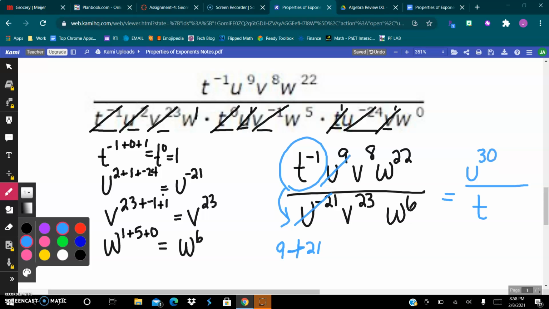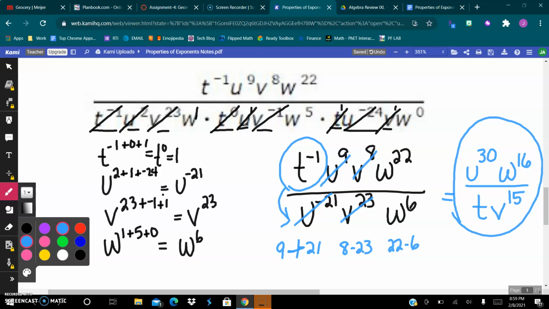Then we have v. We have 8, and we have minus 23. And 8 minus 23 would be negative 15. So negative 15 doesn't stay at the top. It has to go to the bottom to become positive. So that's taken care of. And then we have 22 minus 6. And 22 minus 6 is 16, and that's positive, so it's going to stay on the top. So that big problem simplified down to that smaller fraction there.